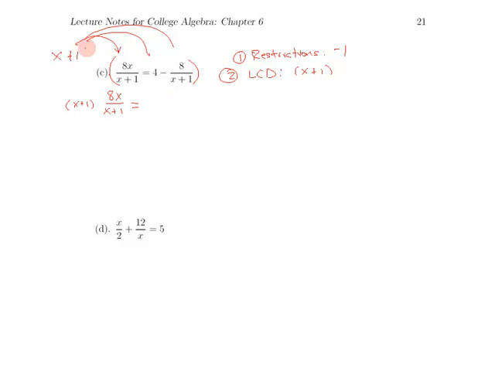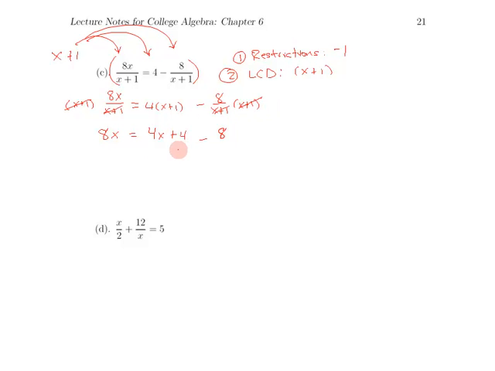On the other side, make sure you do it times each thing because you've got a minus sign, so you've got to distribute across subtraction. So we'll have a 4 times x plus 1, and we'll have the 8 over x plus 1 times the x plus 1. So everything times x plus 1. Over here, the x plus 1's will divide out, and you're left with 8x. Over here, then multiply those together, 4x plus 4, and the x plus 1 divides out, and I'm left with a minus 8.